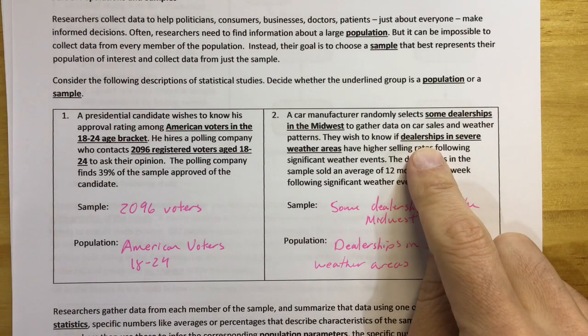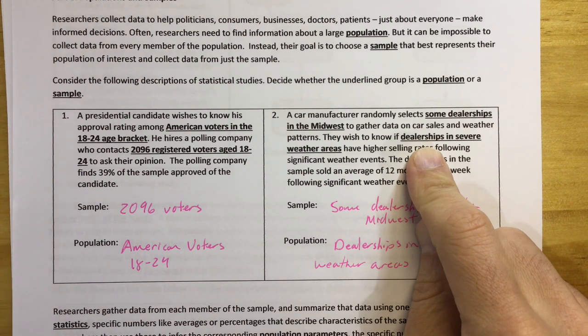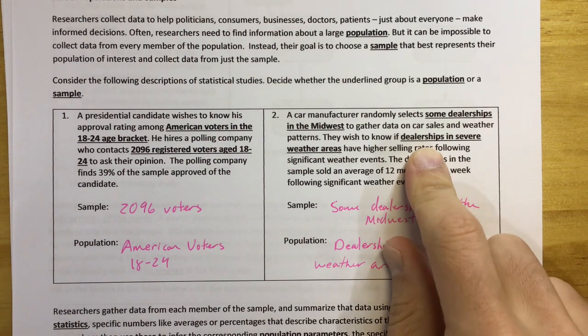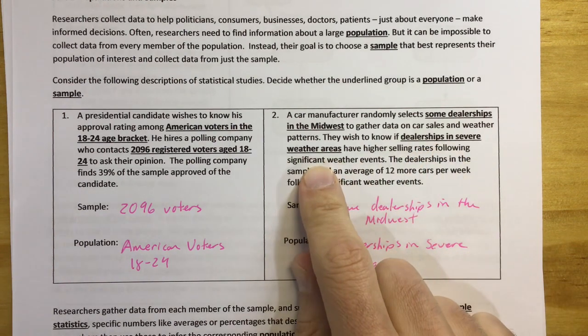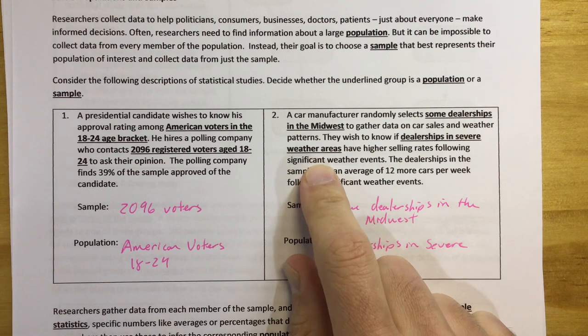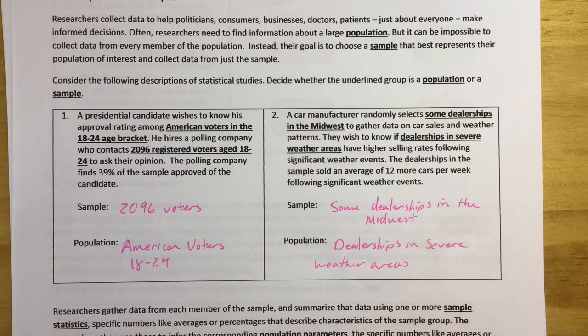So the population that they're looking at is all of the dealerships that have severe weather in the areas, and then finding out what happens. I guess they chose the Midwest because the Midwest might be more prone to tornadoes and things like that.